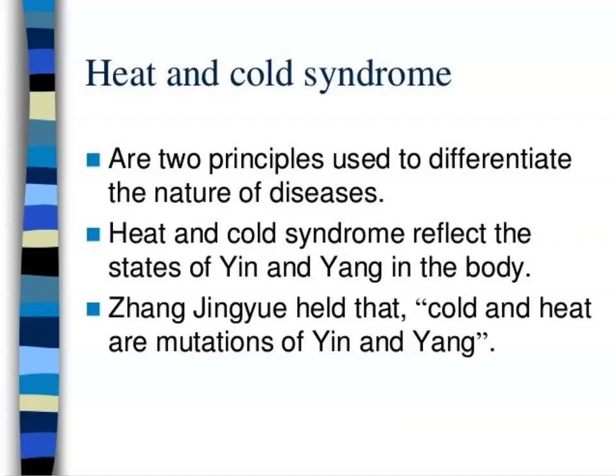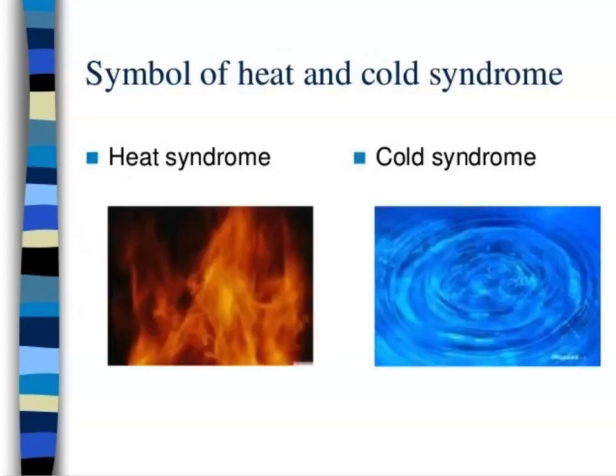Heat and cold syndromes are two principles used to differentiate the nature of diseases. Heat and cold syndromes reflect the states of yin and yang in the body. Jing Shui held that cold and heat are mutations of yin and yang. Symbols of heat and cold syndrome: we have the heat syndrome, and we have the cold syndrome.